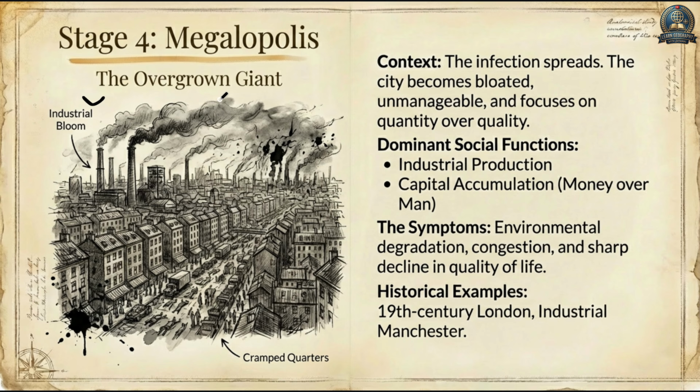Megalopolis, the overgrown giant. The infection spreads; the city becomes bloated, unmanageable, and focuses on quantity over quality. Dominant social functions: industrial production, capital accumulation, money over man. The symptoms: environmental degradation, congestion, and sharp decline in quality of life. Historical examples: 19th century London, industrial Manchester.